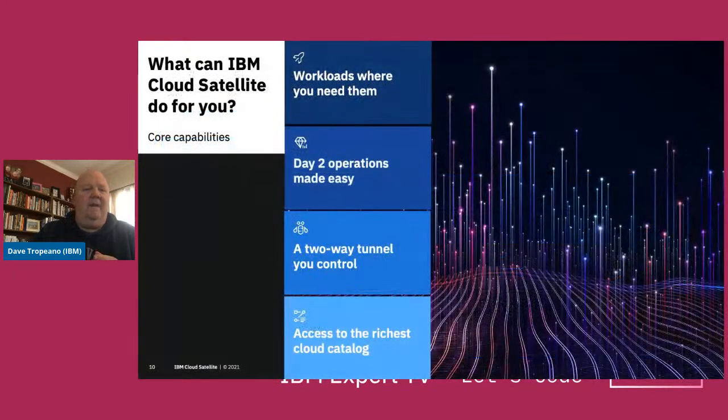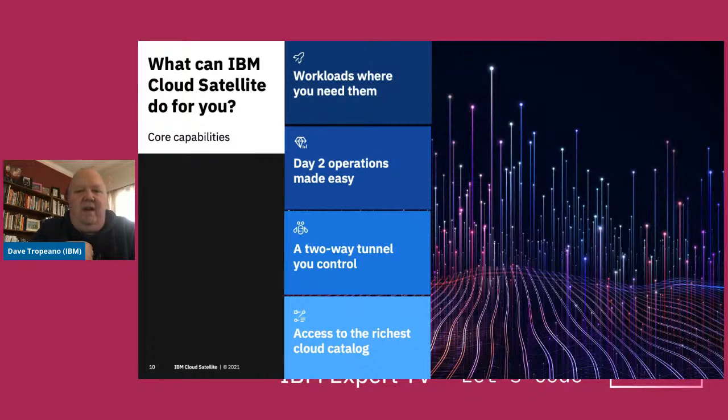Now, the key here is that once you've created this location, this gives you these four capabilities. I actually usually refer to this as 3+1 because I don't like the third one. I always have to explain it a lot more than I'd like to. So the first capability is, and we covered this, the workloads where you need them. The idea is your workloads and your data can stay on-premise or in a single cloud wherever you need it, or on the edge wherever you need it.